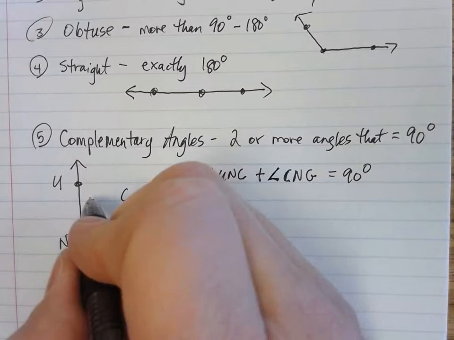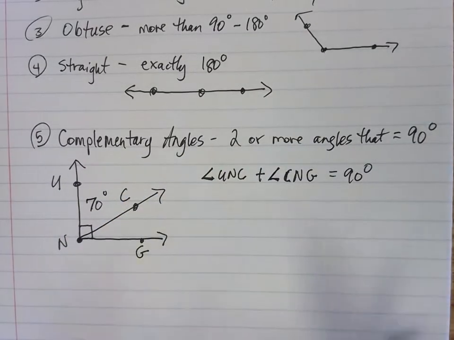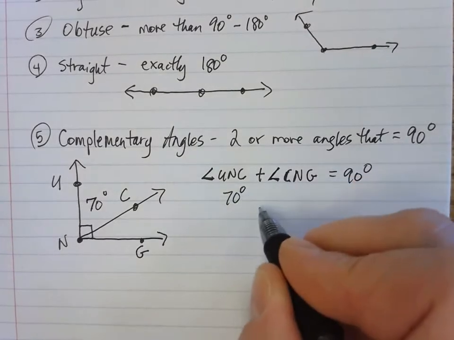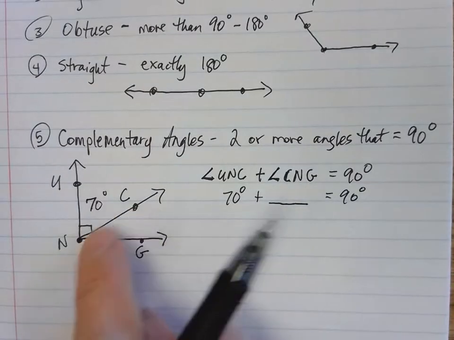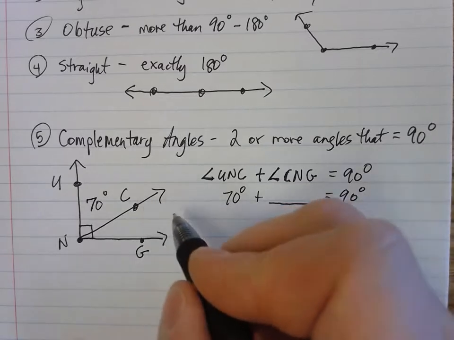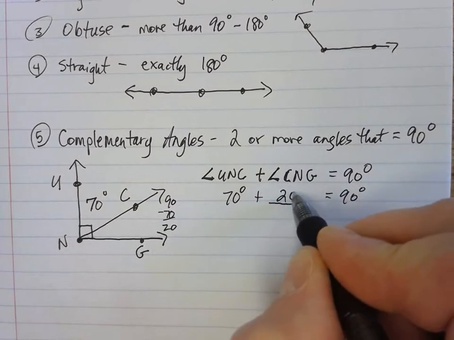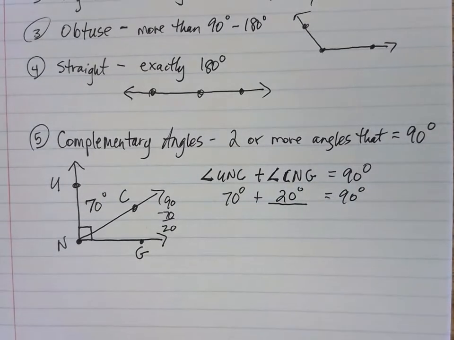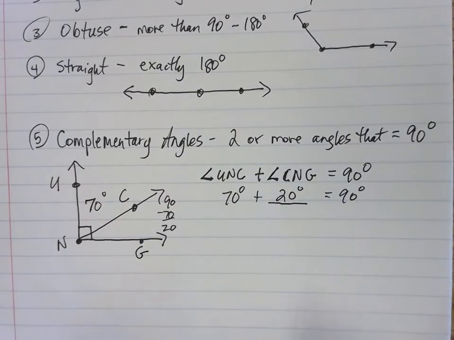If I told you that UNC was 70 degrees, and we have to add something to that to equal 90, what does that mean angle CNG has to be? Well, you just do 90 minus 70, and 90 minus 70 is 20, right? So CNG has to be 20 degrees. Those two together add up to 90 and make a right angle. Those would be complementary angles.